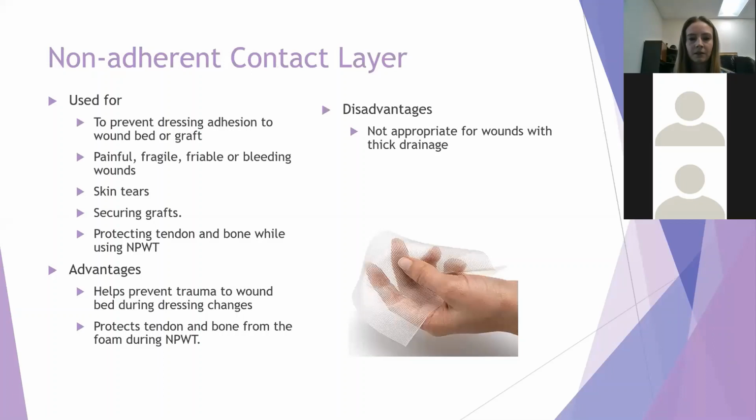Non-adherent contact layer is used to prevent dressing adhesion to the wound bed or graft, and is used on painful, friable, fragile, or bleeding wounds. You can use it on skin tears, for securing grafts, and to protect tendon and bone when using negative pressure wound therapy or wound vacs. The advantages are it helps prevent trauma to the wound bed during dressing changes and protects bone and tendon. Its disadvantage is it's not appropriate for wounds with thick drainage because it will trap it underneath.